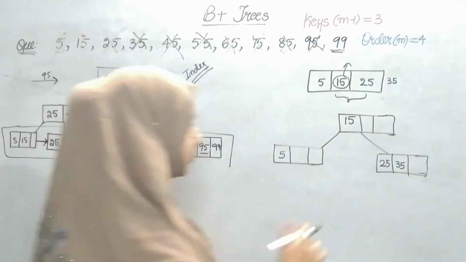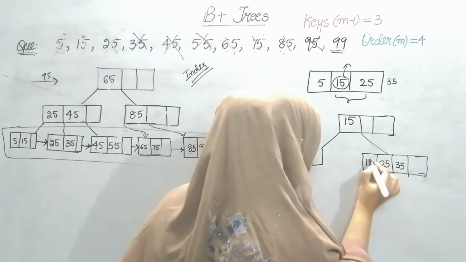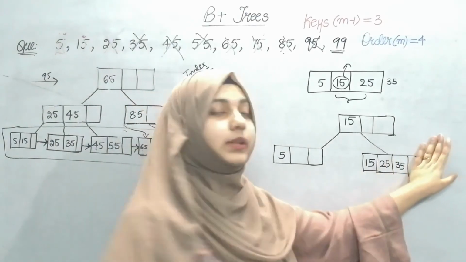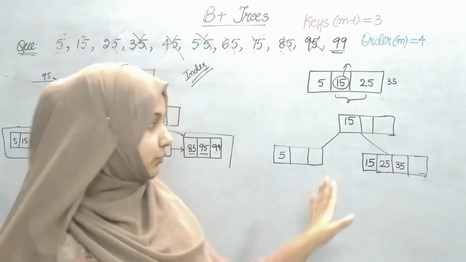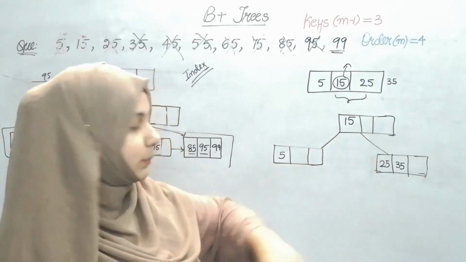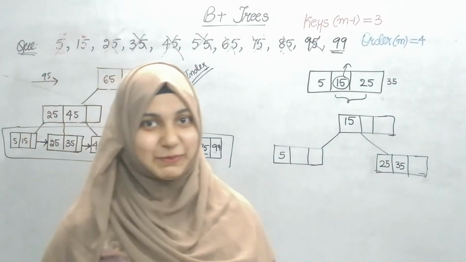If it were a B plus tree, what would I do? I would have to include 15 as well, right? 3 nodes, and 15 is also included. But in a B tree, this is not the case. The major difference between B tree and B plus tree is this. I hope it is clear.